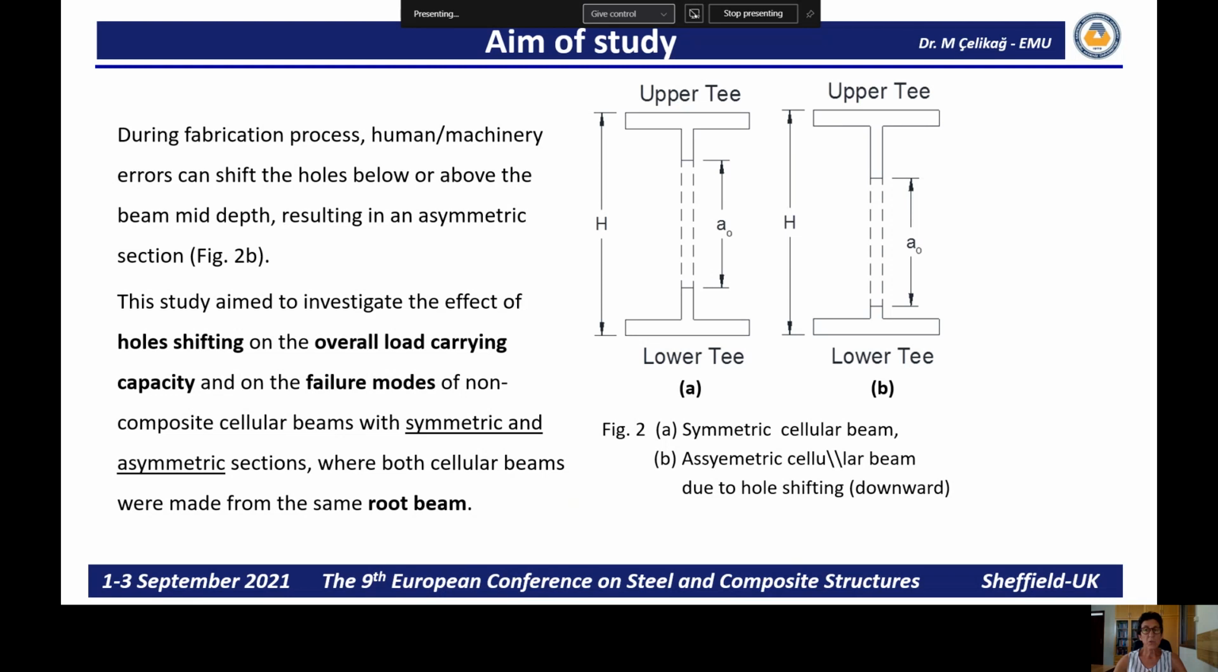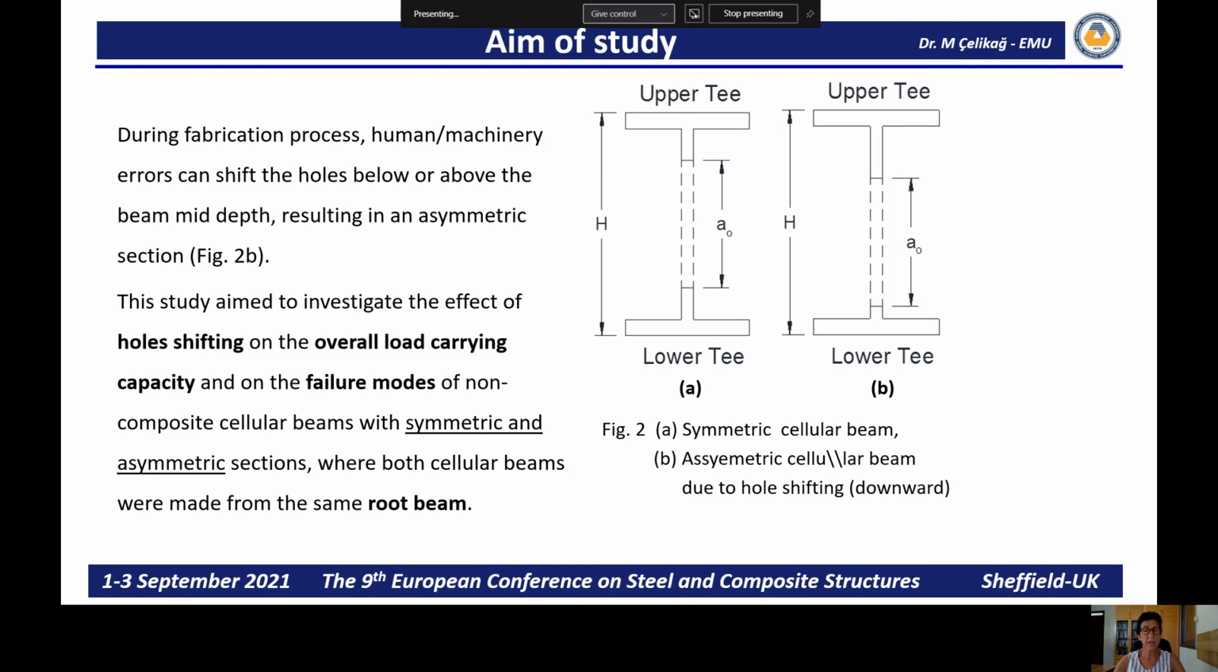While carrying out the wider research, we as authors question the possible consequences of having these circular holes being offset from the mid-depth of the cellular beam, in which case the beams can be called asymmetric cellular beams. This may happen as a result of errors during fabrication or welding. On the other hand, if there are benefits in having an asymmetric beam, then it can be achieved intentionally too, as we did.